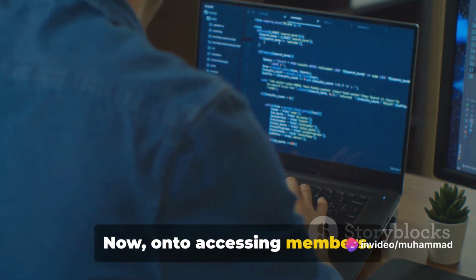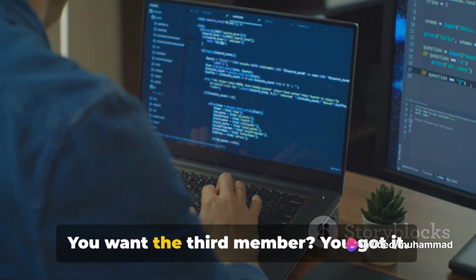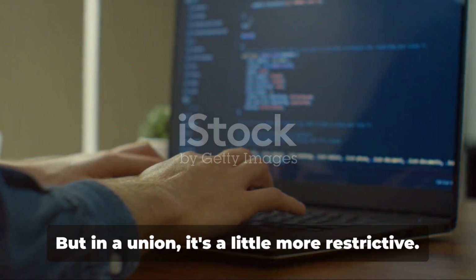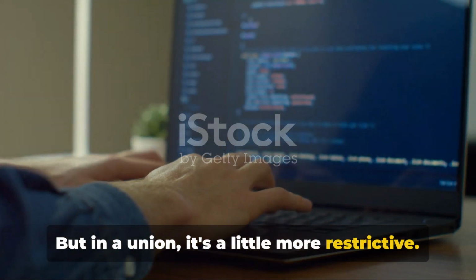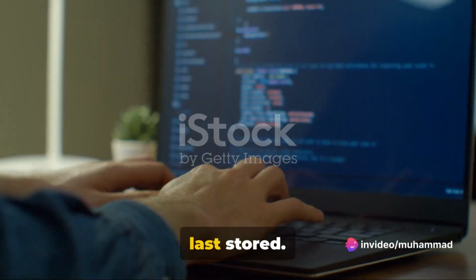Now on to accessing members. In a structure, we can access all members independently. You want the third member? You got it. The first one? It's all yours. But in a union, it's a little more restrictive. Only one member can be accessed at a time, and it's usually the one that was last stored.